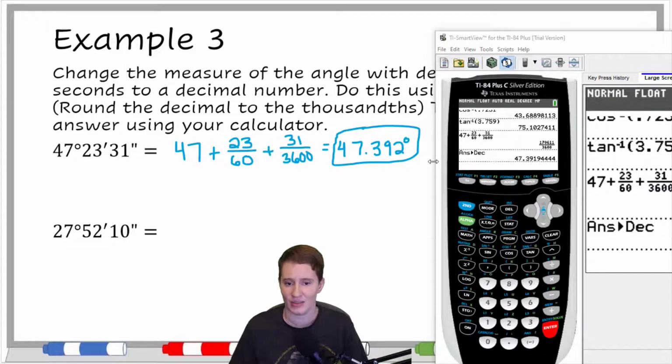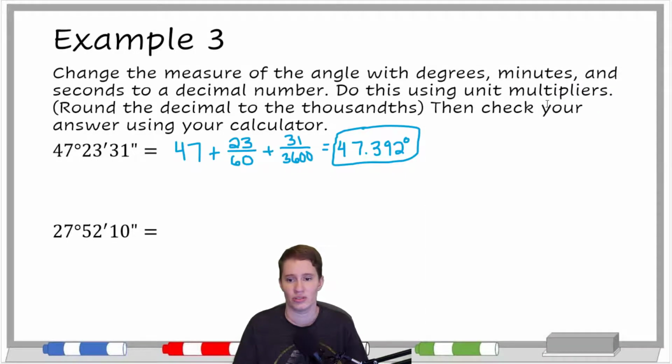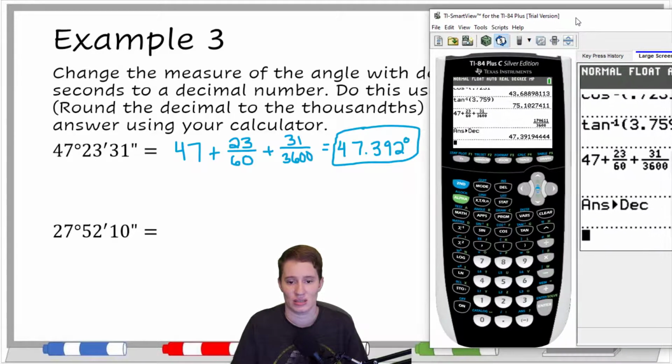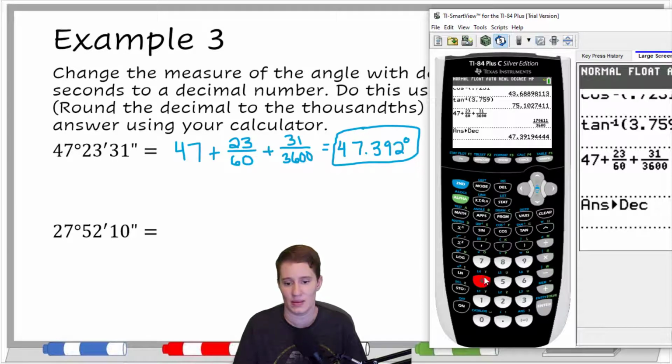And I have in the instructions here, which I didn't actually read, to do it first using unit multipliers. That's what the 16 over 3,600 is. And then I said, check your answer with the calculator. So let me do that really quickly for this one. And the way we do this is we type in 47 degrees, 23 minutes, and 31 seconds. Let me show you where those things are if I can find them.